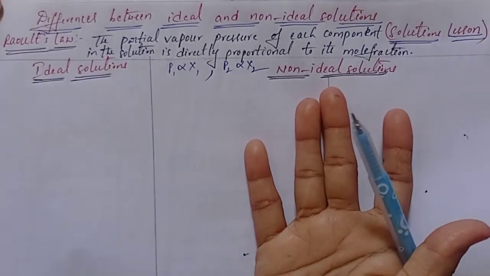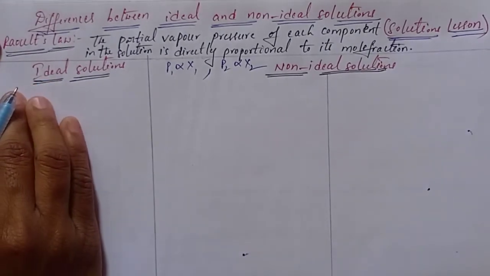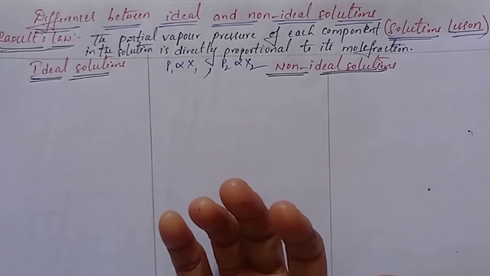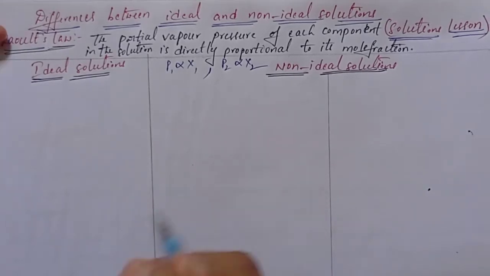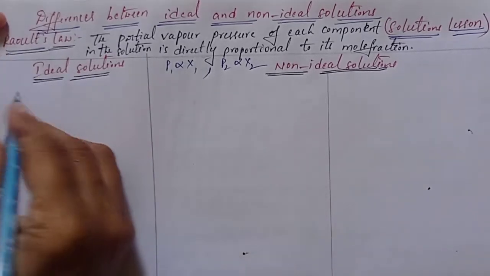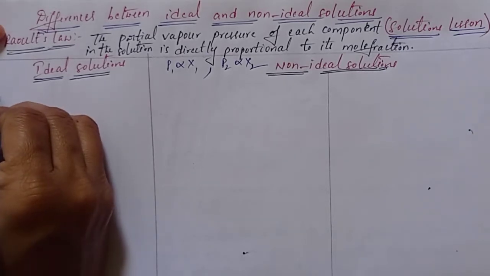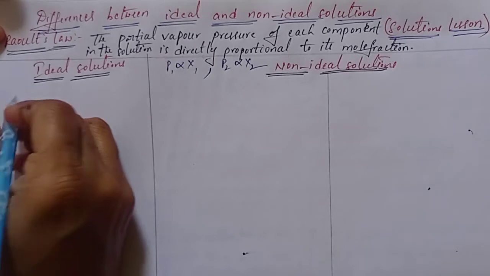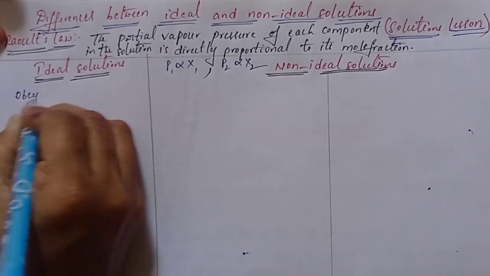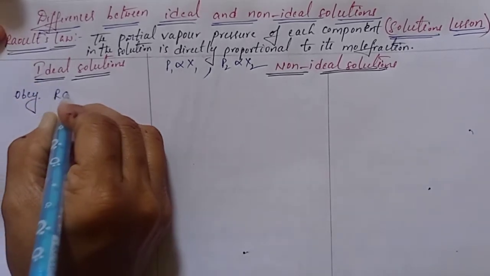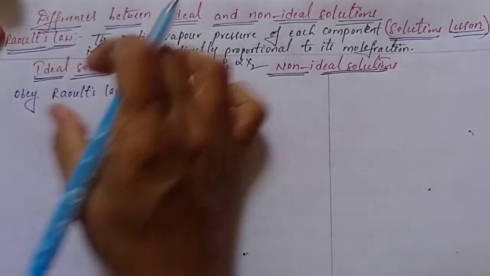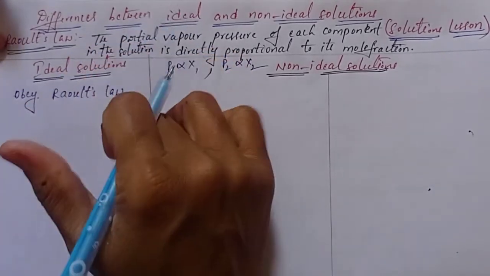Okay students, so coming to the ideal solution, what is the ideal solution? Solutions which obey Raoult's law at every range of concentration. That means they obey Raoult's law. Clear this one? So what is the first point, students? They obey Raoult's law. So ideal solutions obey Raoult's law, students.